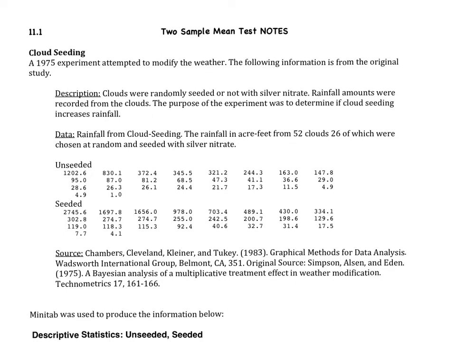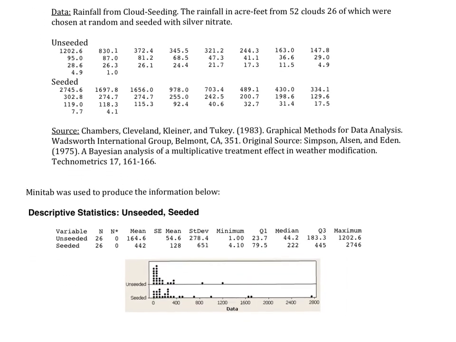Okay, before I keep going, do we understand the context and the data that we are looking at? Thank you for nodding at me. Over here, with me. We had 52 clouds broken up into 2 groups, 26, 26. 26 were unseeded, 26 were seeded. And then we looked at rainfall after a certain amount of time. Okay, so then that is the raw data at the top.